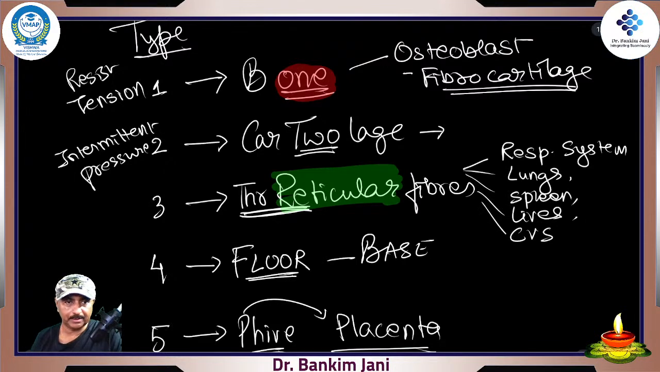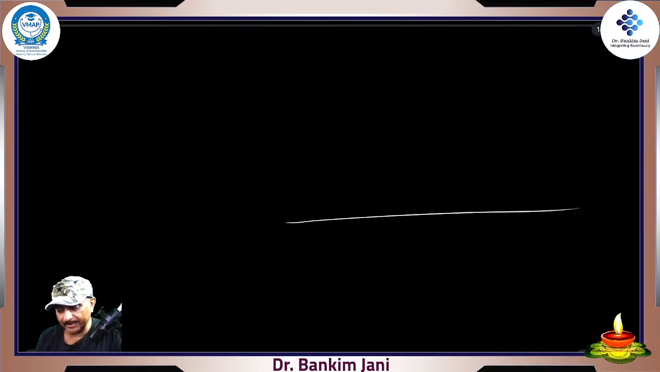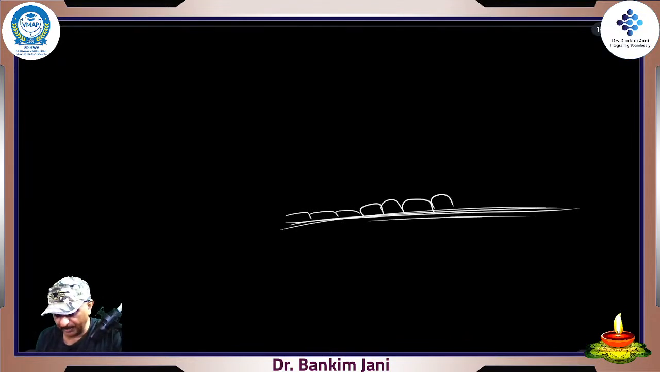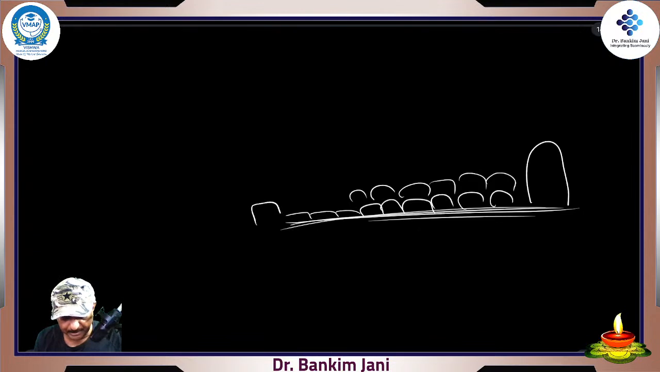Collagen fiber. The fourth one, the thing I told you, is floor. Floor means base. Base means basement membrane. When you learn histology, you'll find that there is always a basement membrane, a membrane on which the cells are laid, and those cells are arranged in various fashions, and we keep giving them names, whether stratified squamous or simple squamous or columnar. That is what type of cell. If they are like this, we say columnar. If they are exactly like a cube, we say cuboidal. If their nuclei are flat, we call them squamous.